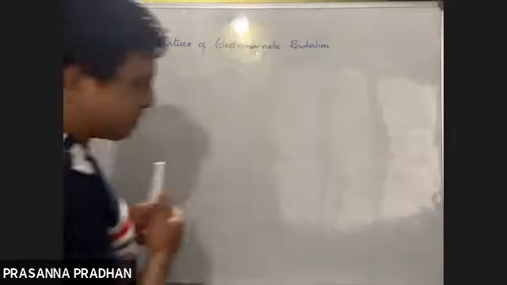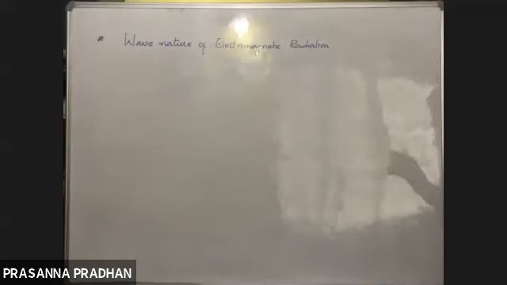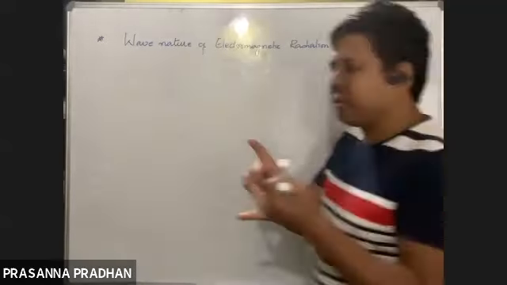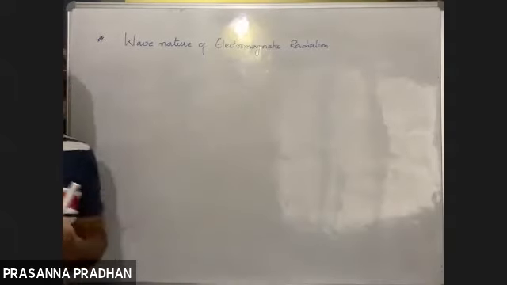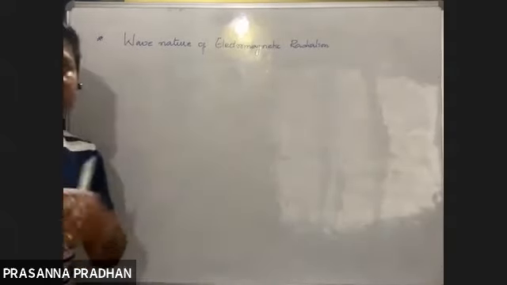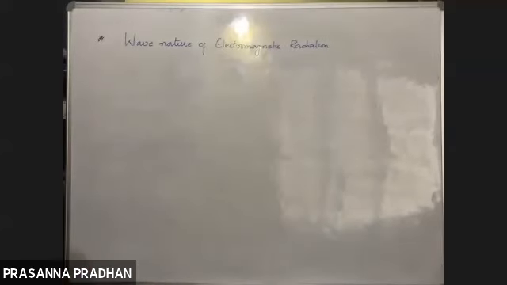Electromagnetic radiations means all the radiations which we know, starting from X-rays to visible rays to infrared rays. These are known as electromagnetic radiations. They are made up of two components. As the name suggests, they are made up of electric field and magnetic field, which oscillate in mutually perpendicular directions.